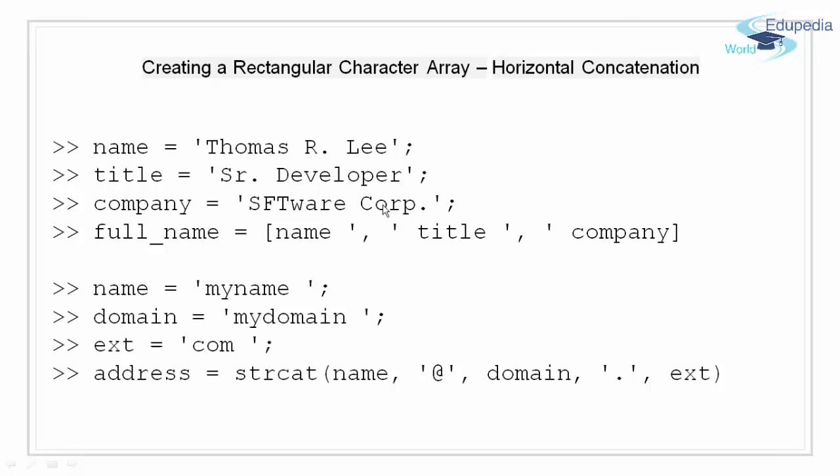Similar to this, we have a horizontal concatenation. For this purpose, we can do horizontal concatenation as shown here. So two ways we can do it. Either we use a concatenation operator, that is square bracket and comma, or we use a string concatenation function, as shown in the last line. So in the first half, I have used a square bracket concatenation operator to do a horizontal concatenation. So the name, title, and company will come into one single line. Similarly, in the second half, where name is my name, domain is my domain, and extension is com, I am using the string concatenation function to do a horizontal concatenation of name, domain, and extension with @ and dot in between.